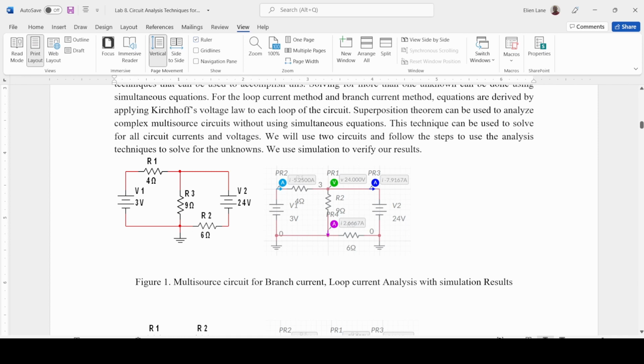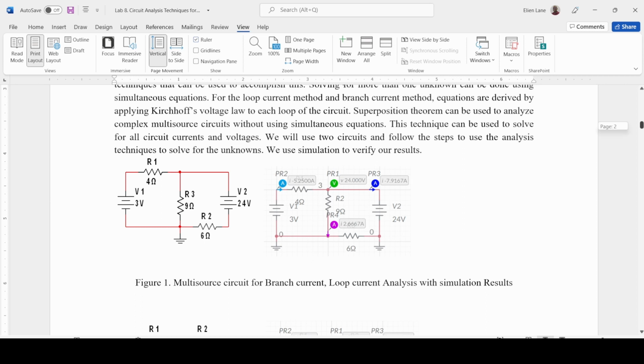Look at the simulation results. It tells us that the total current flowing here is 5.25 amperes. The negative sign tells us it's going in the opposite direction. The total current flowing through here is 2.66 amperes. The total current flowing through here is going to be 7.91 amperes. Again, when it's negative, it tells us that the current direction is switched. We also got the voltage at this node, which is 24 volts. That makes sense because the battery is connected here.